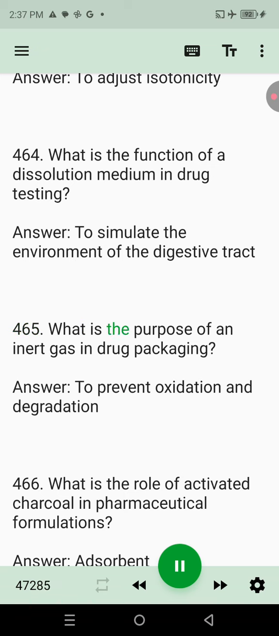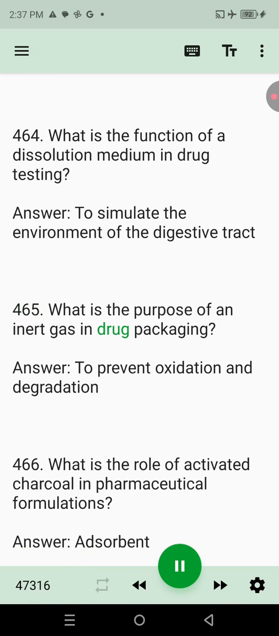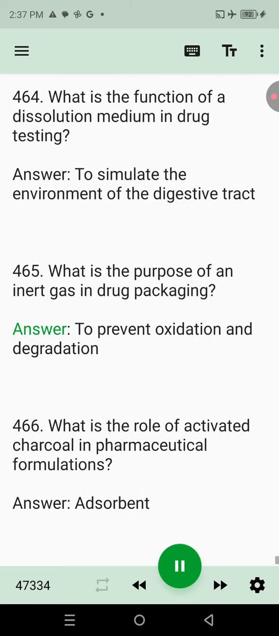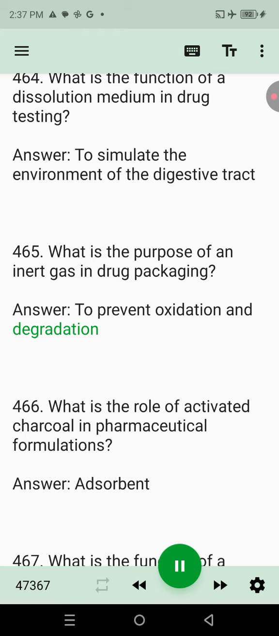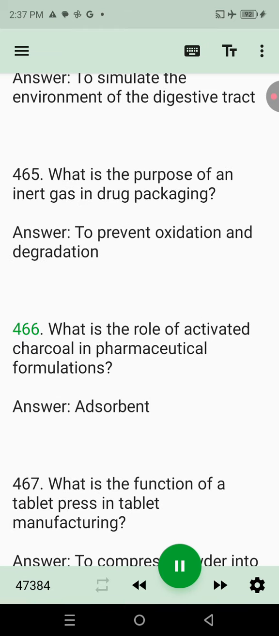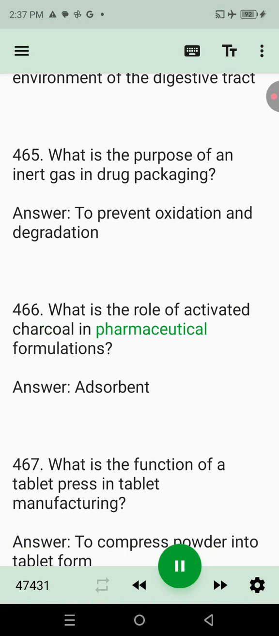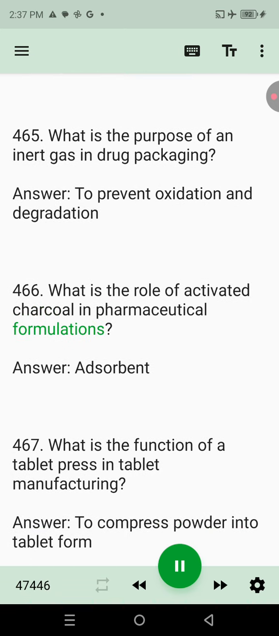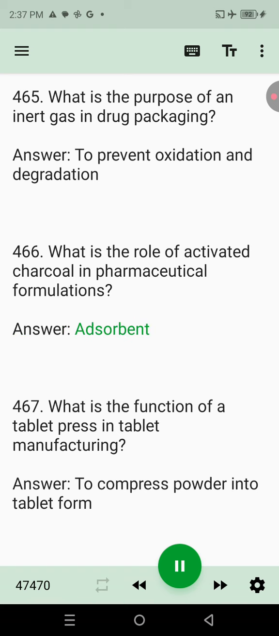465. What is the purpose of an inert gas in drug packaging? Answer: to prevent oxidation and degradation. 466. What is the role of activated charcoal in pharmaceutical formulations? Answer: adsorbent.